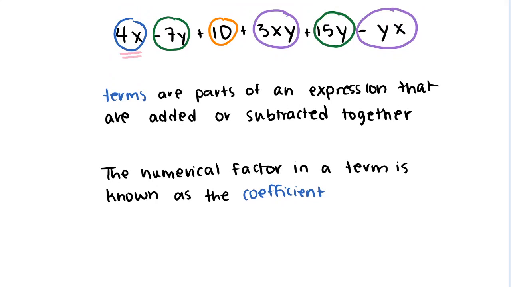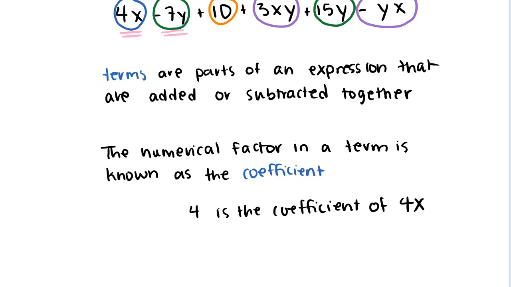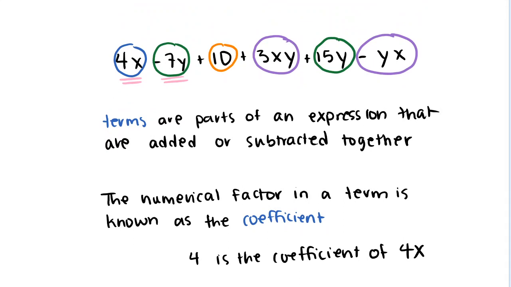The coefficient of this term is just the number 4, because it's the number that's being multiplied in this term. So 4 is the coefficient of 4x. What about this next term? What's this next term's coefficient? Here, you might say it's 7, but again, we associate that subtraction with this term. And so you can read this off as negative 7 as the coefficient, because we can always think of this subtraction here, minus 7y.